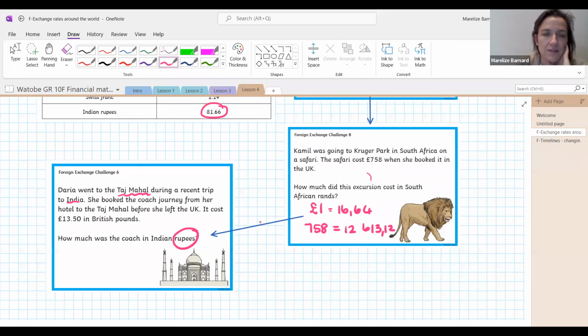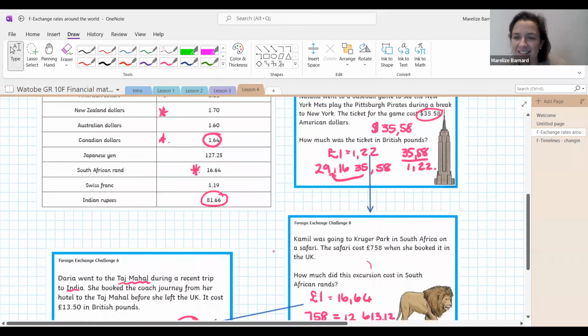So here's our rupees. So £1, again, you take out £1 and you get 81.66 rupees. So you guys can see that because it is bigger. Yeah, that's right. Well done. Okay, so we're going to take the 13.50 and we times it by 81.66. So in rupees, it's going to be a lot more. So that's why we times. 1102.41 rupees. Okay, well done, everyone. That was our quick trip around the world with our currencies.